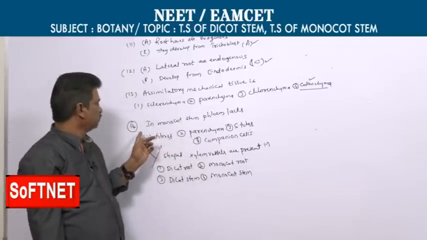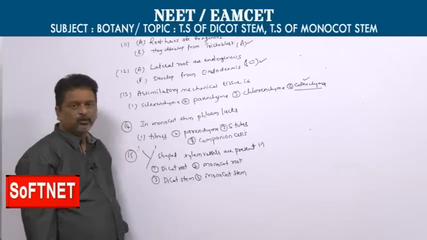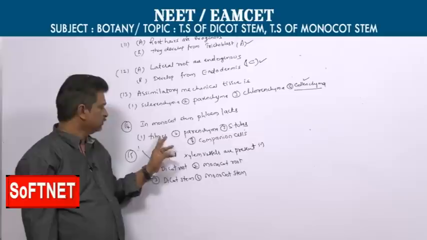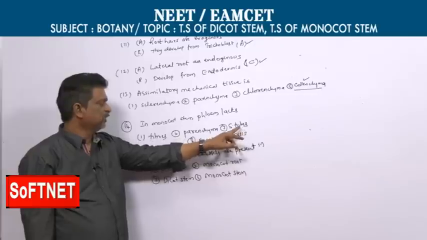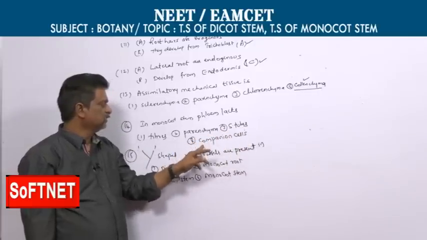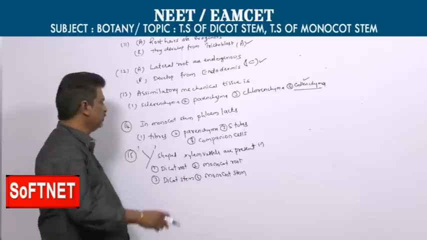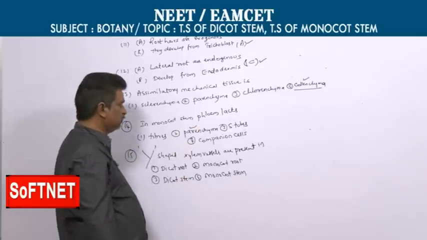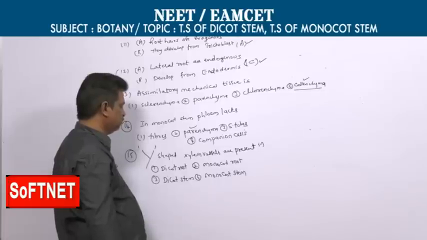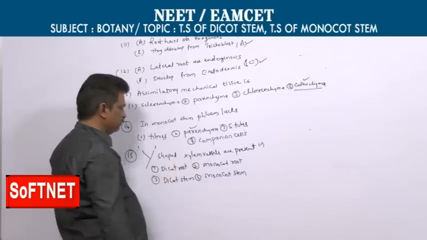Then the next question: in monocot stem, phloem lacks. It means in monocot stem, which phloem parts are absent? Fibers? No, fibers are present. Monocot stem means angiosperms. Angiosperm means sieve tubes are present. Even companion cells are present. So the answer is parenchyma. So in monocot stem, the phloem is without parenchyma.